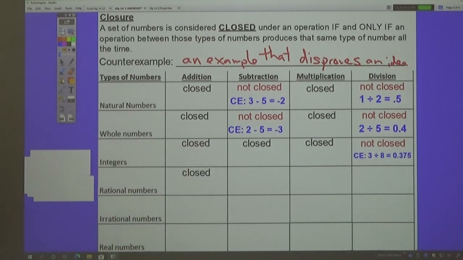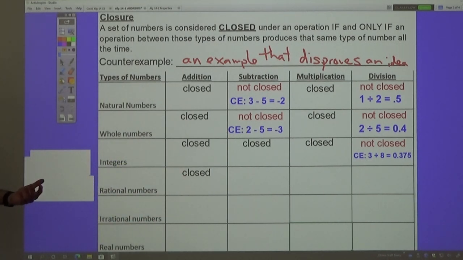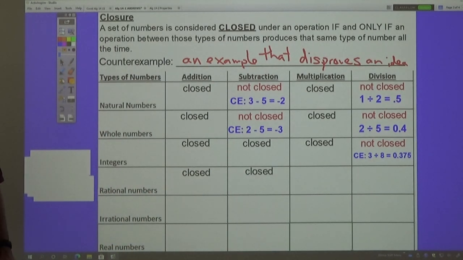Rational numbers. Rational numbers include terminating and repeating decimals. You will always get a terminating or repeating decimal if we use terminating or repeating decimals. We can also use integers and things like that. It'll always be a rational number. You're not going to get a big, long, ugly decimal. Subtraction is also closed under rational. You'll always get some sort of rational number, whether it's a terminating decimal or a repeating decimal.